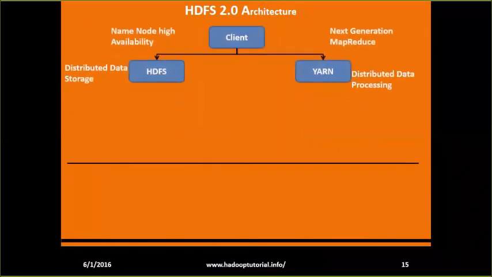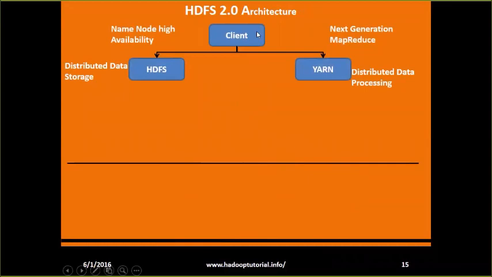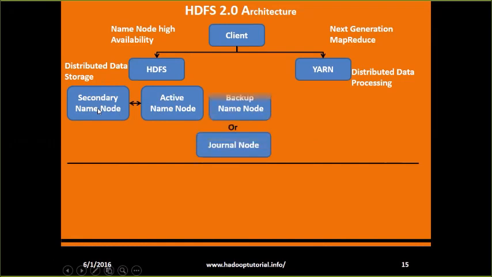And coming to the 2.0 architecture, I'm leaving the right side part of it, which I will discuss during our MapReduce or YARN session. On the left side, HDFS will have an active name node, and the secondary name node will be there anyway. And we'll have one backup name node, also called a journal node. This edit log will be stored in some shared location, which can be accessed by both the active name node and the backup name node, and also by the secondary name node.